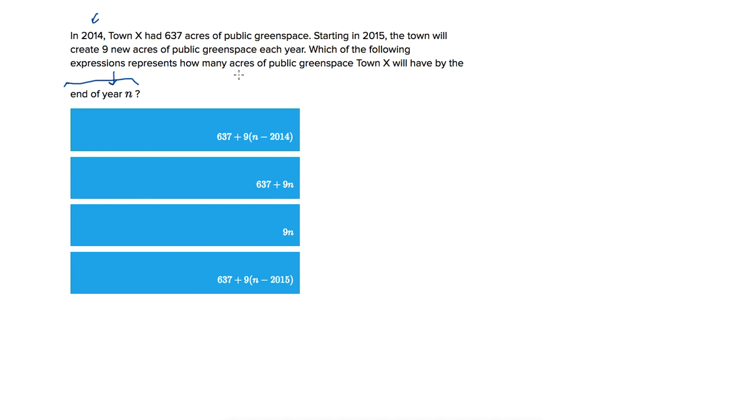So let's think about the expression that represents the growth of green space. Well, the total acres is going to be represented by 637, because that's what the town starts with, plus 9 times the number of years, because 9 times however many years are passing. So let's call that y.